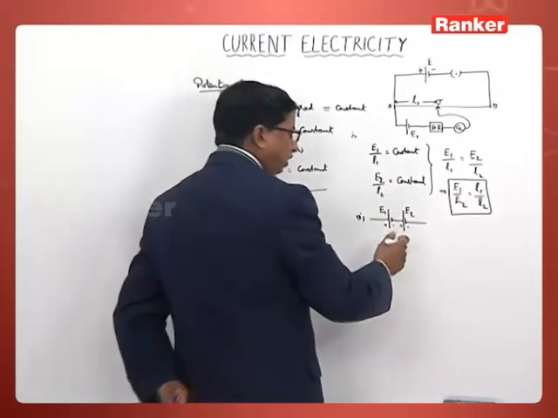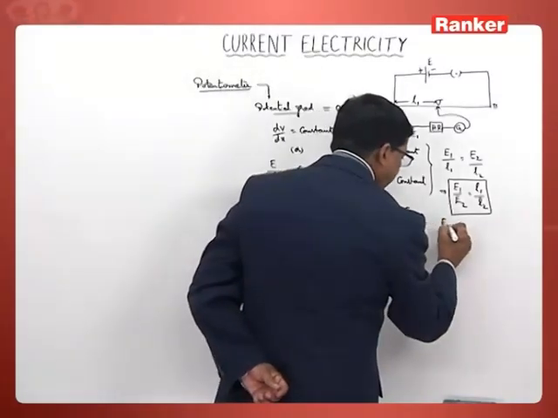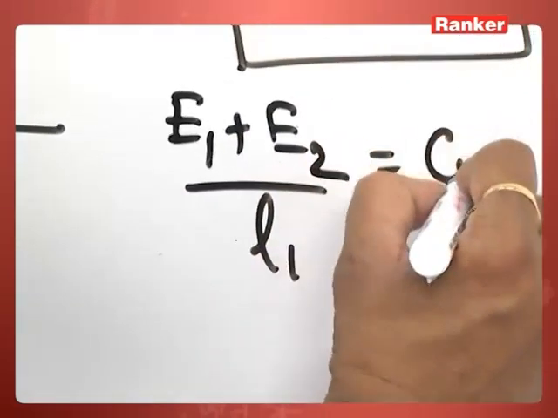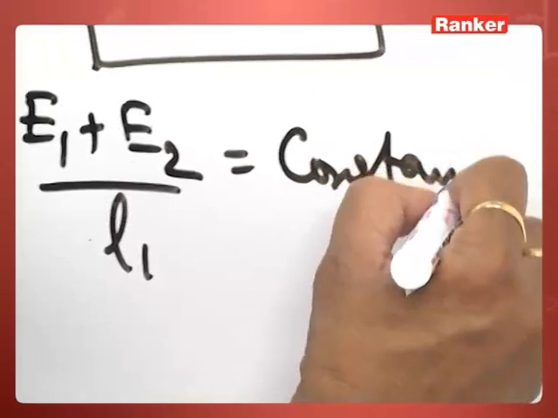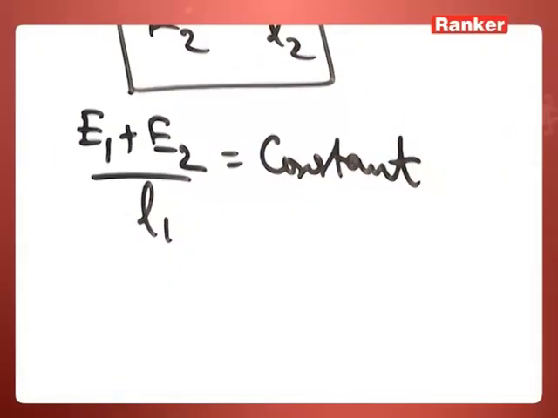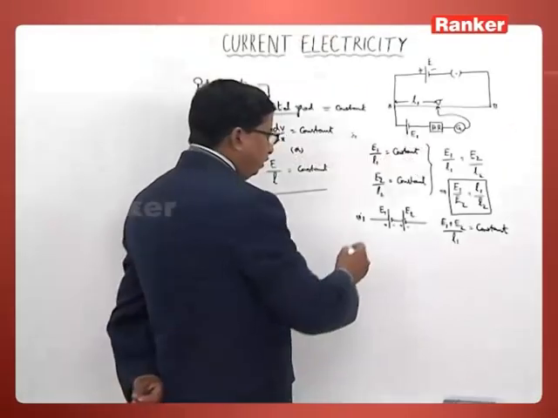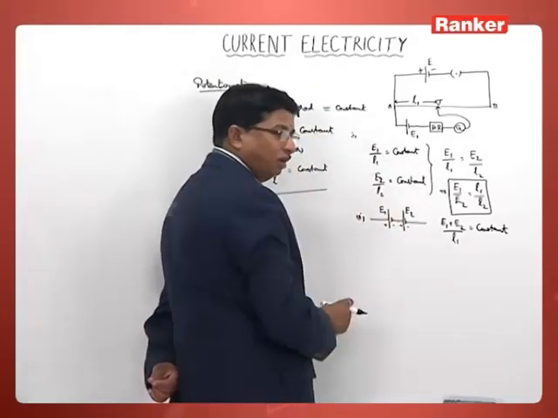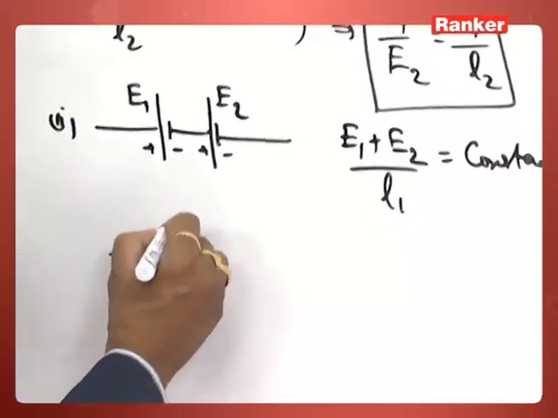Then what to write over here as an equation? E1 plus E2 by L1 must be a constant. That is, the potential gradient is constant, again we can write. Now, one out of the two cells, you reverse that one. That means what do you find here?